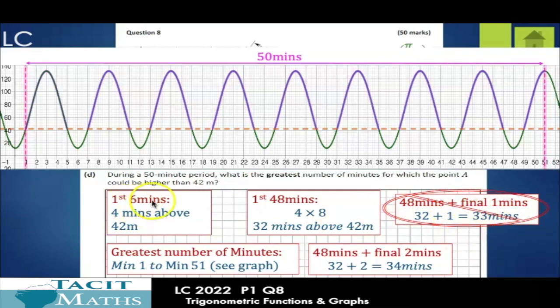And even if you mentioned 6 minutes and 4 minutes above, or if you did any of this right, you got 3 marks. So there were a lot of marks going for anything in here, but really only the top students got 34 minutes out in this case.